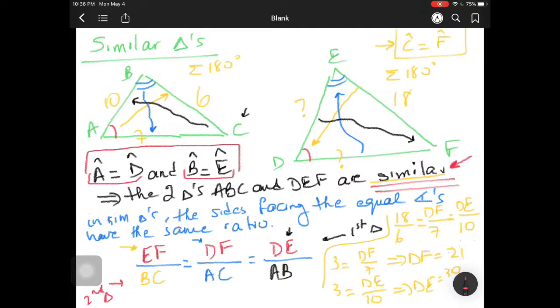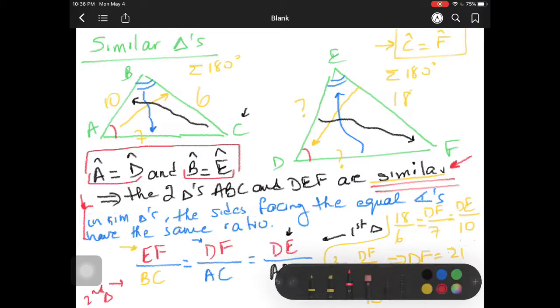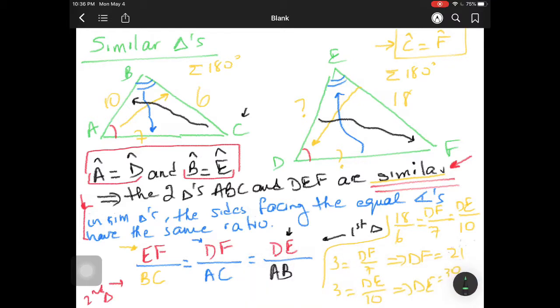Now that you've proven that the two triangles are similar, you can say that because the triangles are similar, the sides have the same ratio. But remember, you don't write the sides in any order that you want. For the first triangle, you can write them in any order you want. But for the second triangle, you have to follow the same corresponding order.